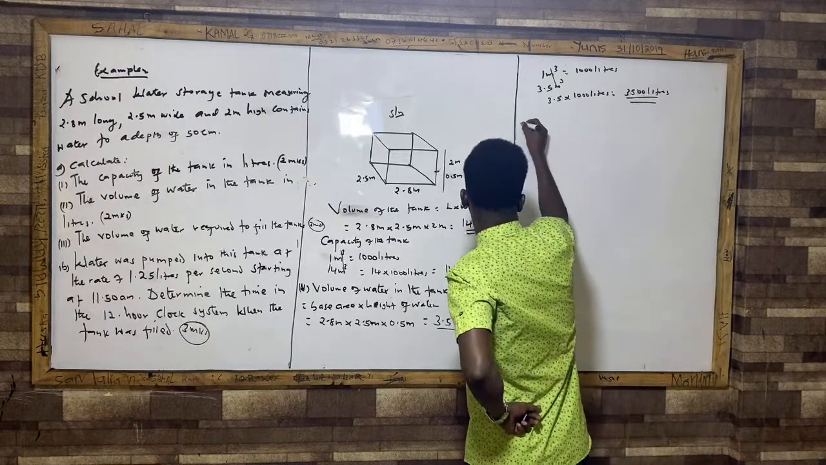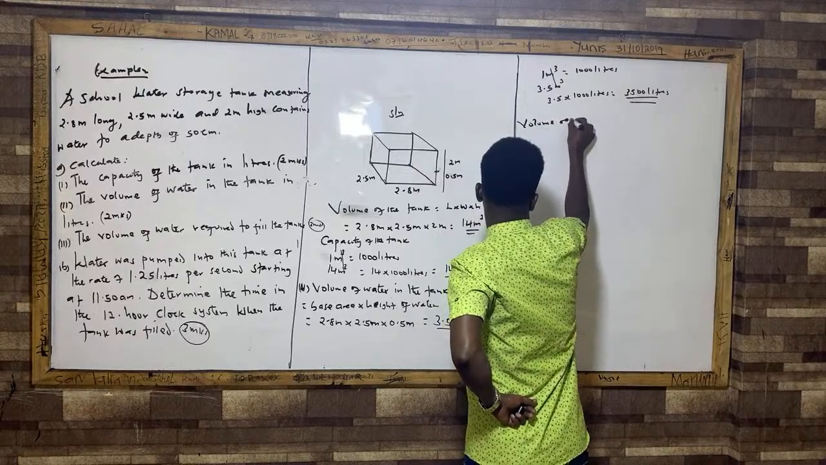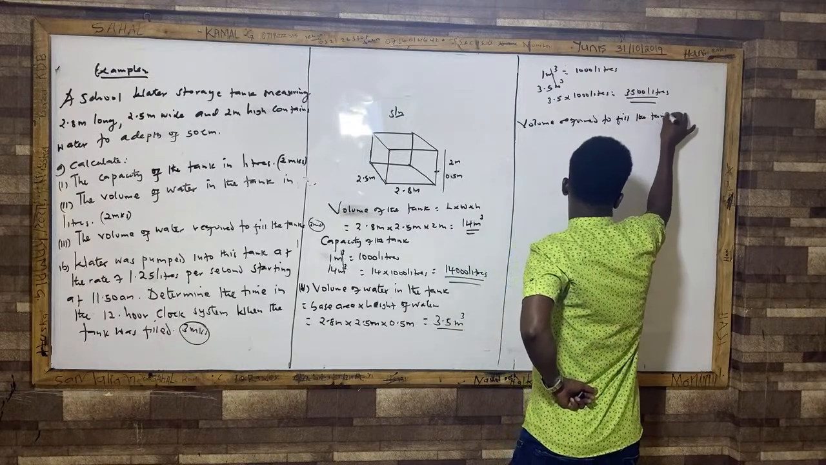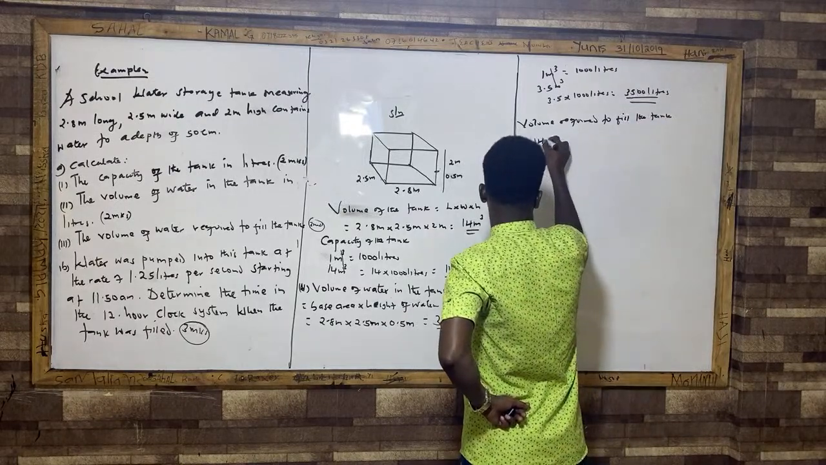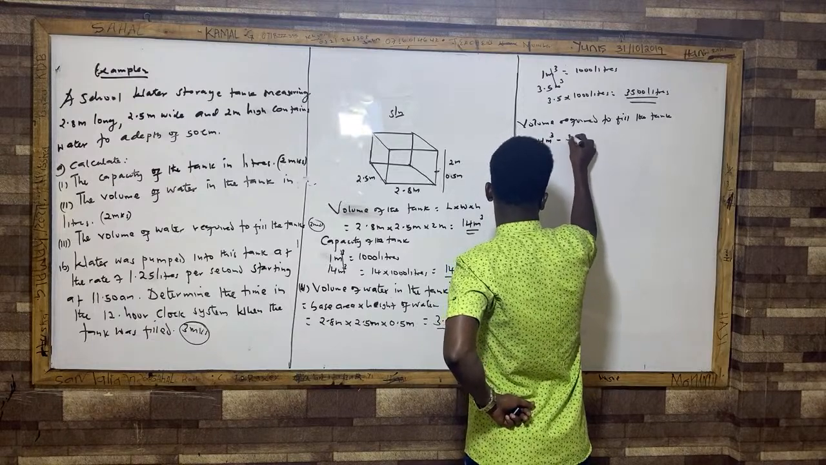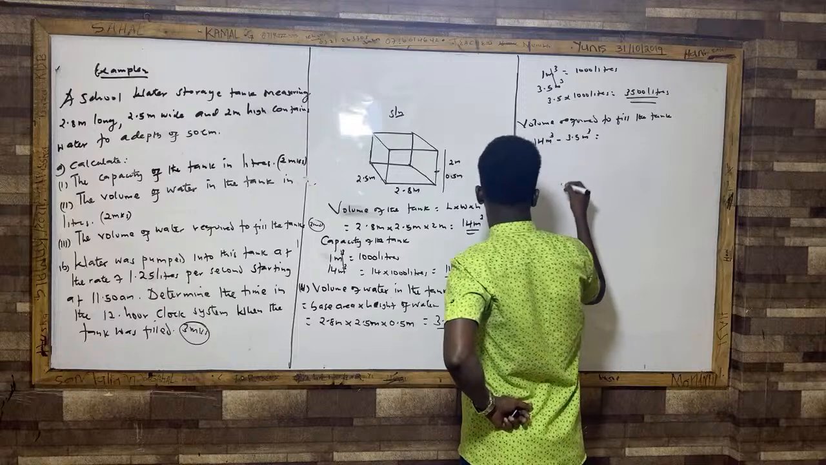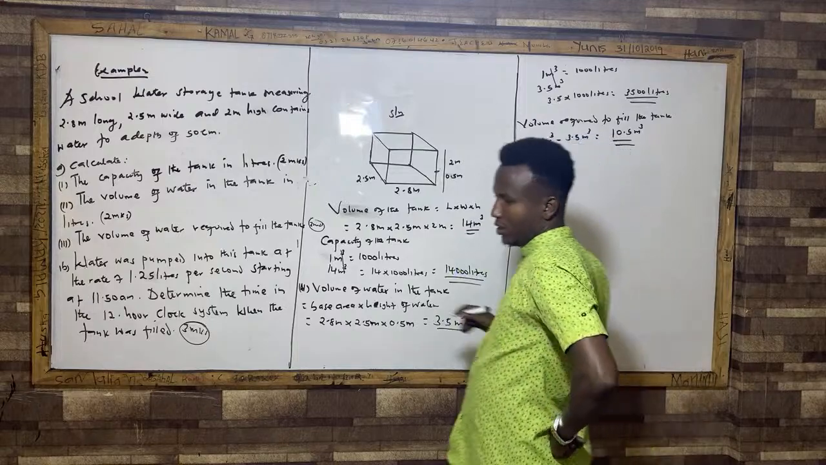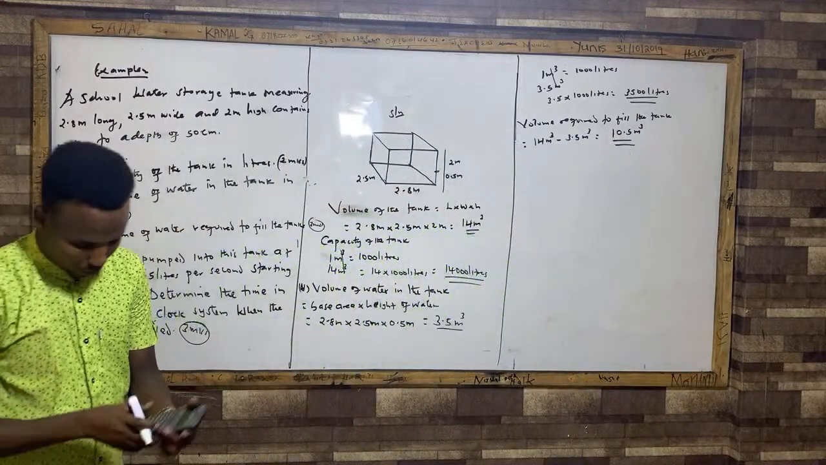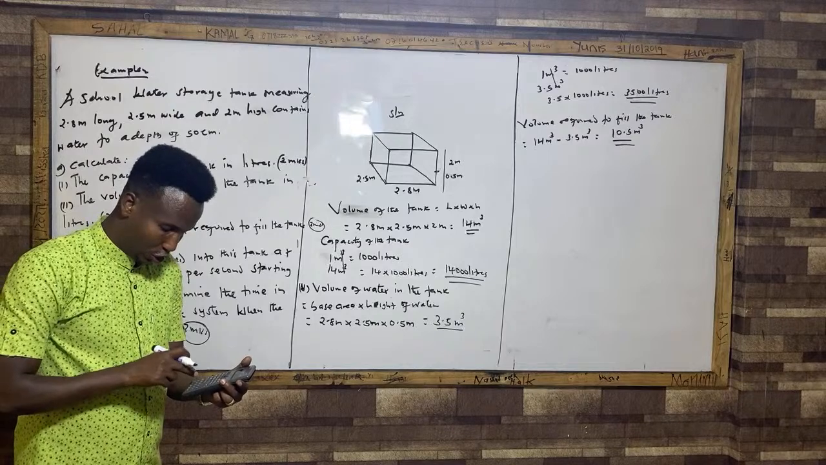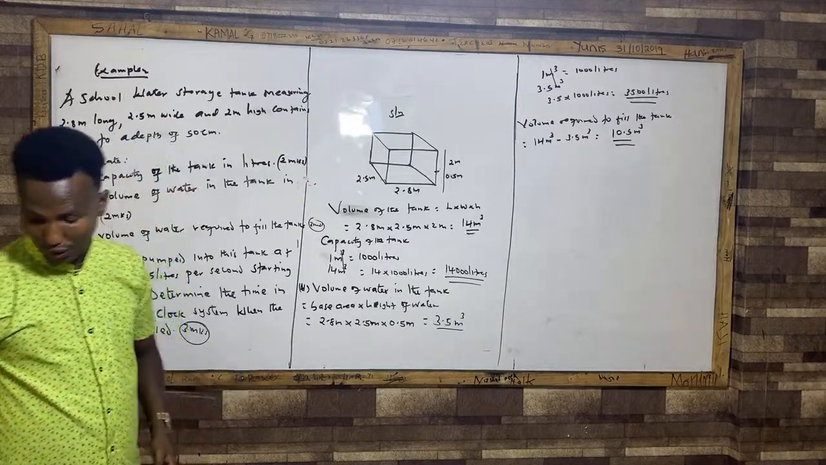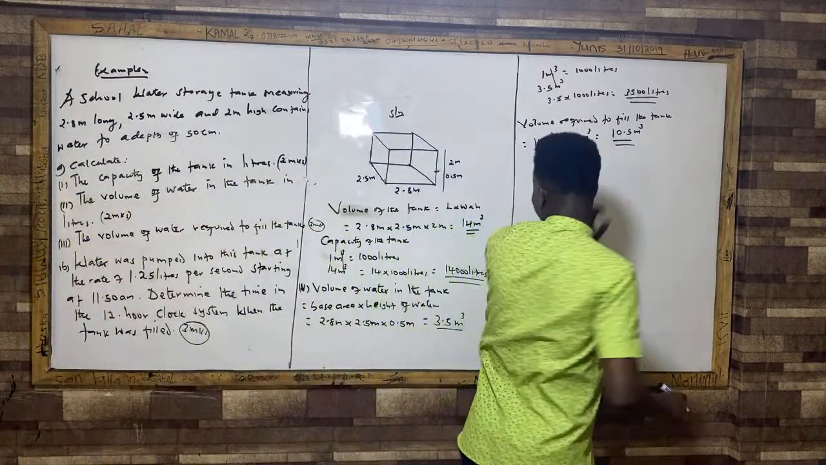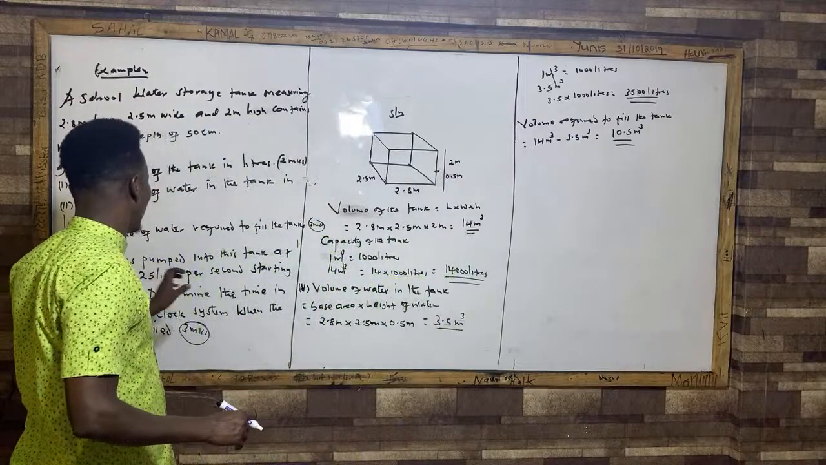So volume required to fill the tank will be 14 meter cubic minus 3.5 meter cubic. So that will give me 10.5 meter cubic. 14 minus 3.5. Let me confirm that. That is 10.5. So this is the volume required to fill the tank, okay? They're saying the volume of water required to fill the tank.